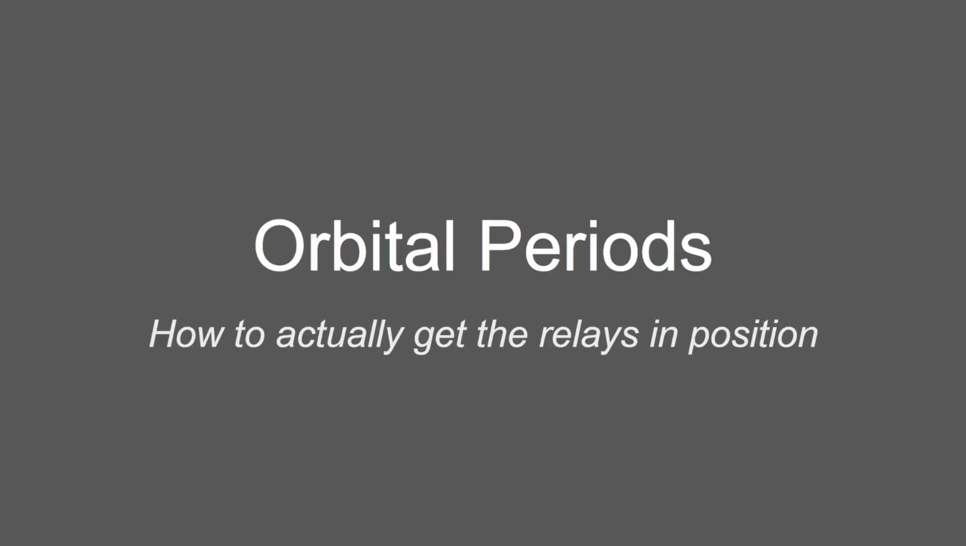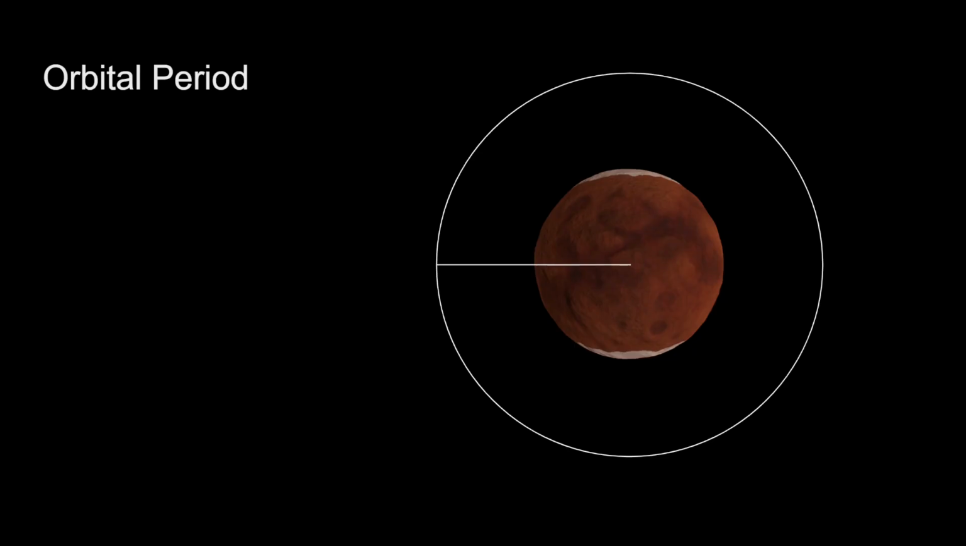Now, let's go over orbital periods, or how to actually get the relays into their position. Suppose we have a circular orbit like this. The period of this orbit will be 2 pi times the square root of the orbital radius cubed divided by the standard gravitational parameter. I'll explain this a in a moment, but the standard gravitational parameter, it's sometimes written as mu.